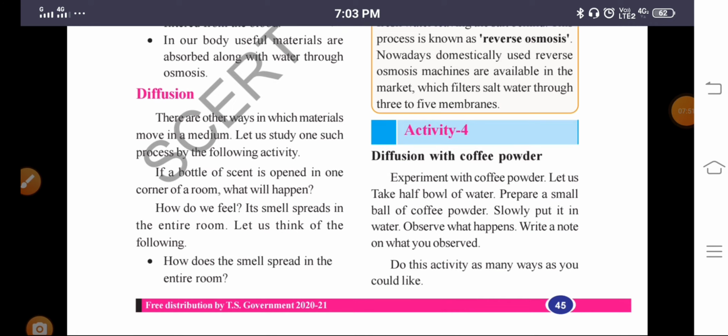Now diffusion with coffee powder. For this experiment with coffee powder, let us take a bowl of water and a small bowl of coffee powder, slowly put it in the water, and observe what happens. So write a note on it.